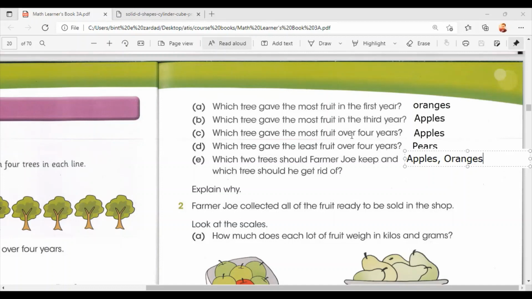What about getting rid of or taking out? No need to cultivate the pear tree, not giving a good result overall. Overall 4 years.